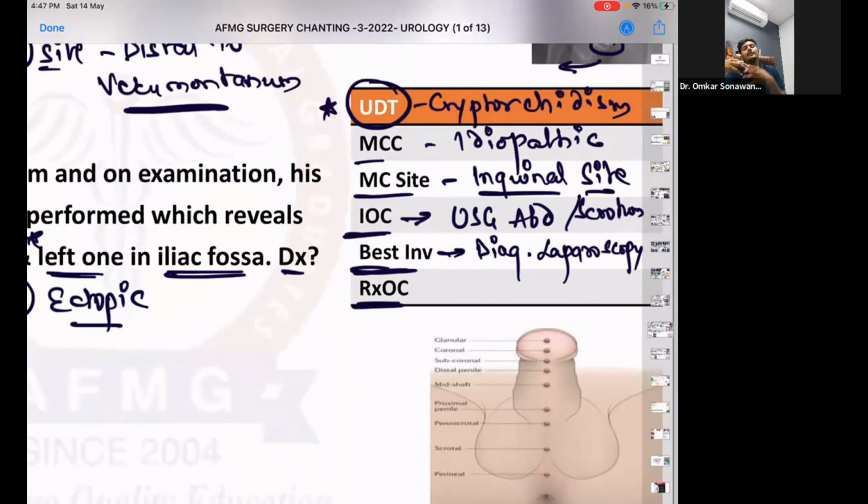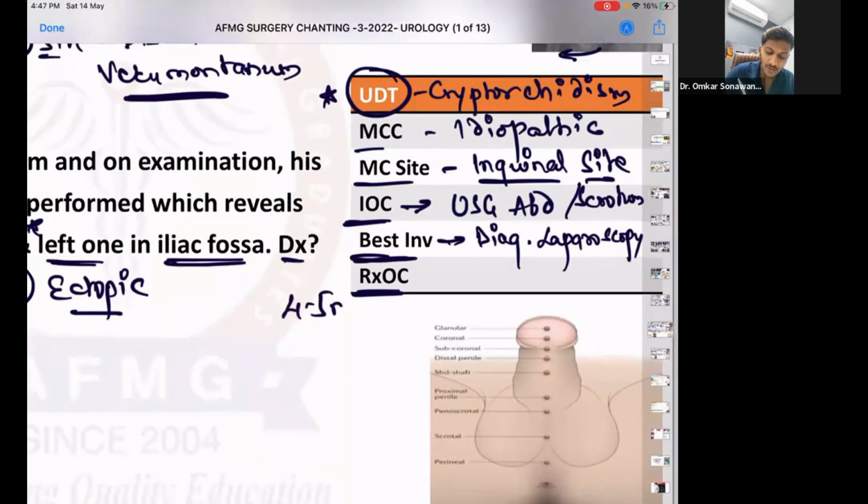Treatment of choice usually for undescended testis. If a child has an undescended testis, you need to wait for a period of at least 4 to 5 months. Testis will maximally descend down in a period of 4 to 5 months.